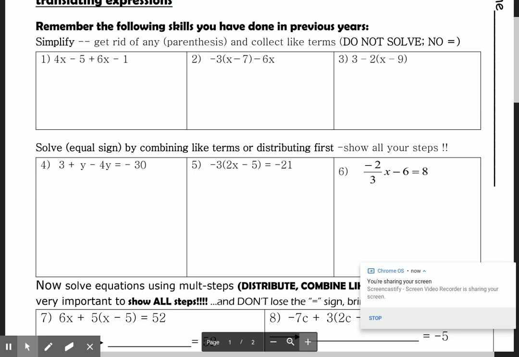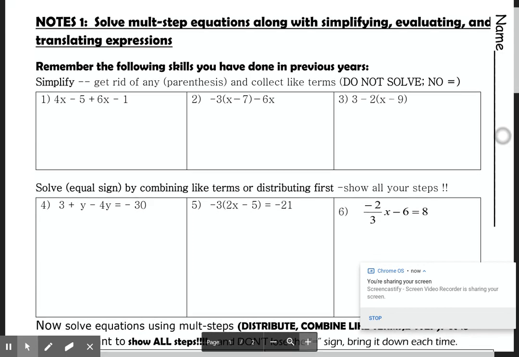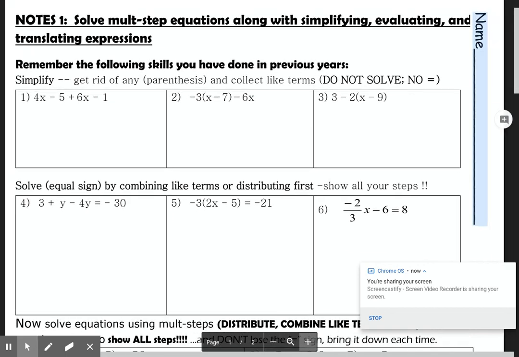Hi, today what we're going to do is go over notes 1, which is solving some multi-step equations and then simplifying, evaluating, and translating some expressions. So on problem number 1, we don't have an equal sign, so we're not going to solve it. All we're going to do is combine like terms.